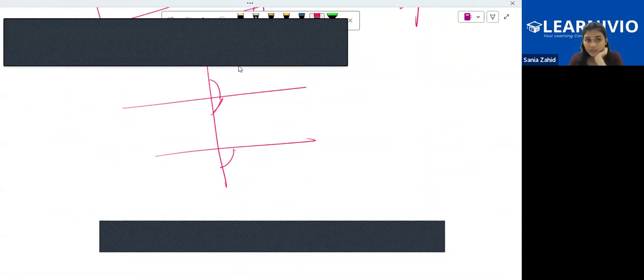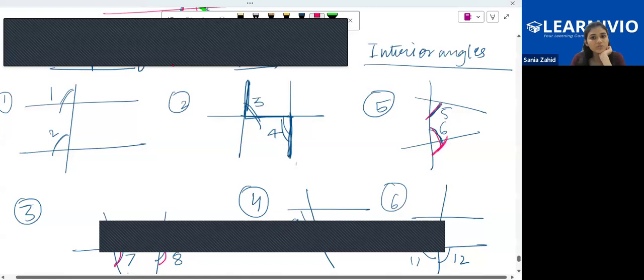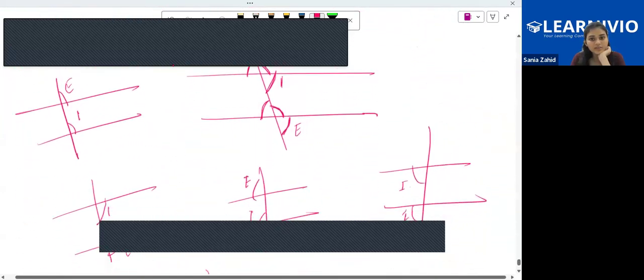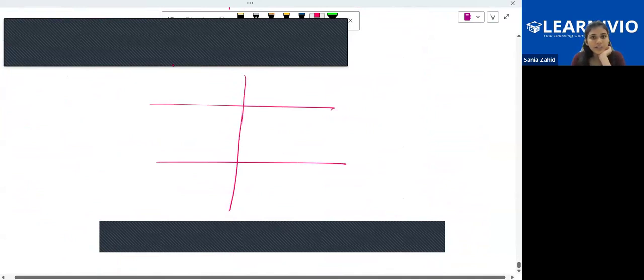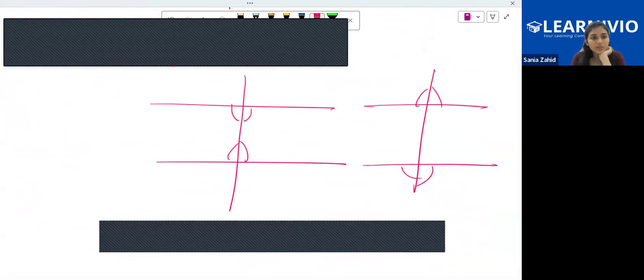What about exterior angles? I taught you this. Razan, see, I have drawn the figure for exterior angles. Look here again. These are two lines, a pair of transversal. These angles are like interior because they are on the inside of the lines. And these angles are exterior angles. Do you understand the difference now?